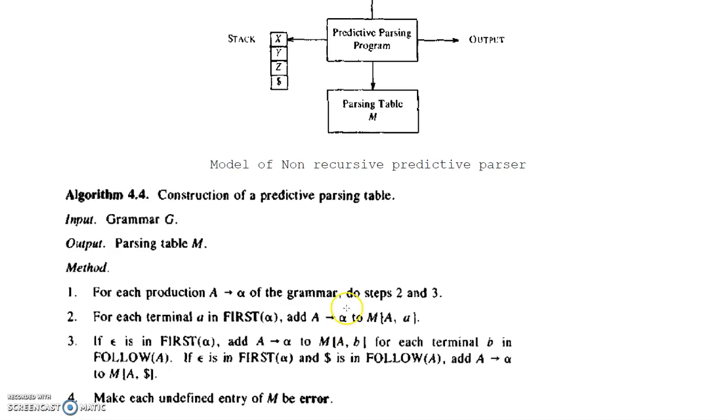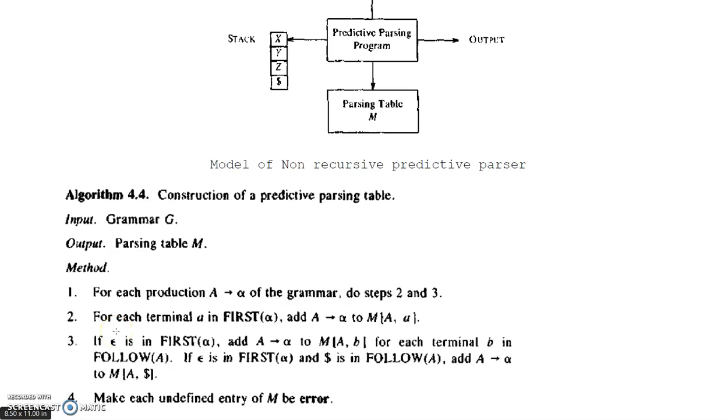For each terminal symbol a in the first of alpha, in your parsing table M, the two-dimensional table with one row for each non-terminal and one column for each terminal, you add that production A tends to alpha at M of A, a, that is the non-terminal row and the terminal column. Suppose when you are constructing the first of alpha, you identify epsilon in it, then find out the follow of A.